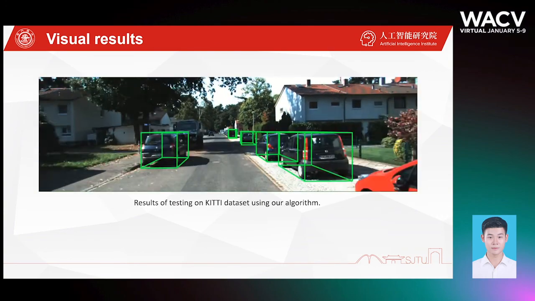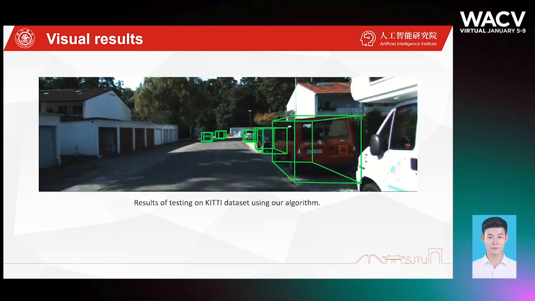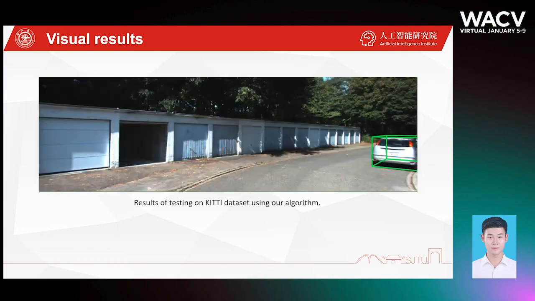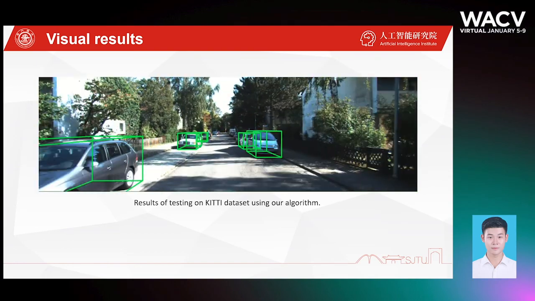We show qualitative 3D object detection results of the proposed detector on the KITTI benchmark in this video. We can observe that the predicted 3D bounding boxes fit tightly to each object, even for the distant and highly occluded cars.